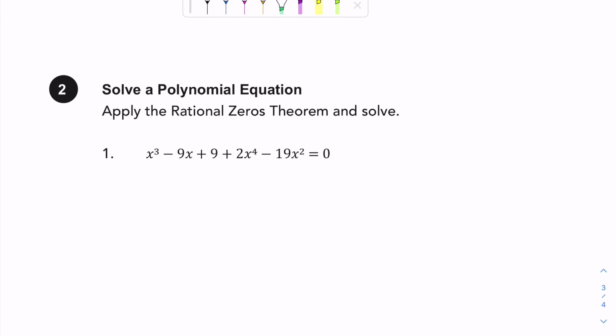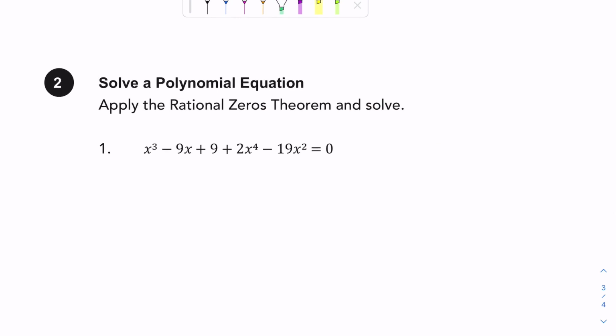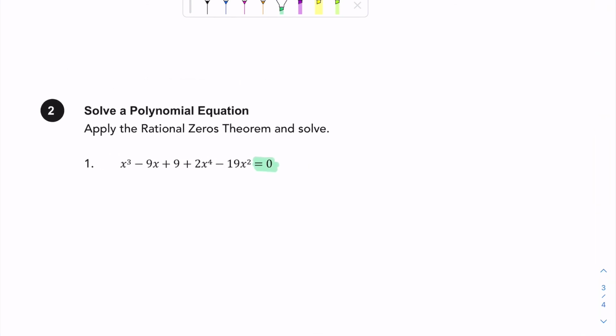And for this last problem, I shouldn't have broken this apart into separate directions. It's really the same thing. This time, instead of the function being equal to f of x, I already set it equal to 0 for you. This is the same type of problem. You're factoring it, you're finding the zeros. So I do apologize for separating the directions, but it is the same. So I'll just work through this one. You can follow along with me. Let me know if you have any questions.